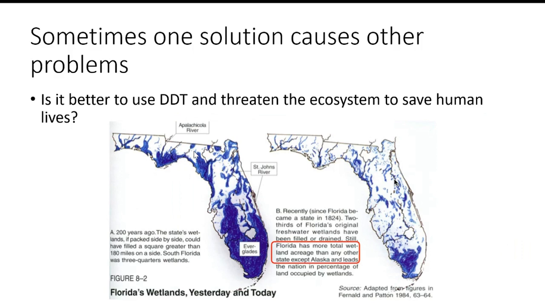In the case of malaria, what we're actually seeing is, Florida has decimated their natural ecosystems. These blue areas over here used to all be wetlands. Now they're not. One benefit of this is that they have reduced the risk of malaria in Florida. The trade-off is this is now causing problems with water quality and loss of wildlife habitat.